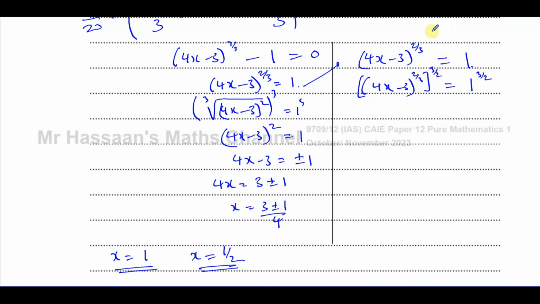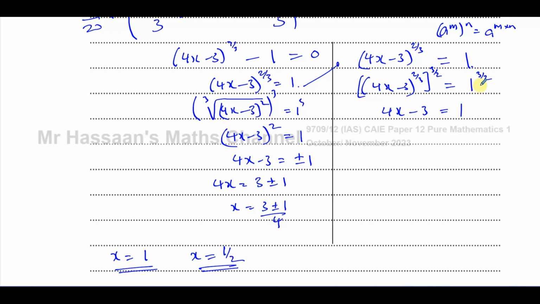The reason why this works is because when you raise something that's raised to a power to another power, you have to multiply the powers. So if I multiply 2/3 by its reciprocal, it gives me 1, which cancels it out. So it leaves you with 4x - 3 on its own to the power of 1. And 1 raised to the power of anything is going to be 1 anyway. The square root of 1 is 1, 1 cubed is 1.